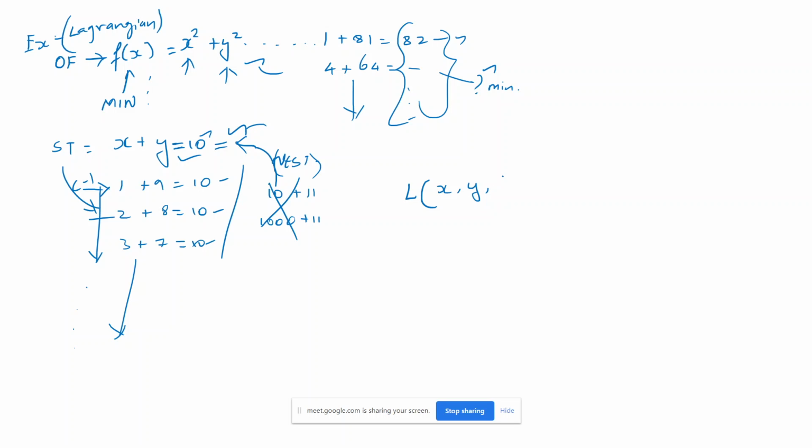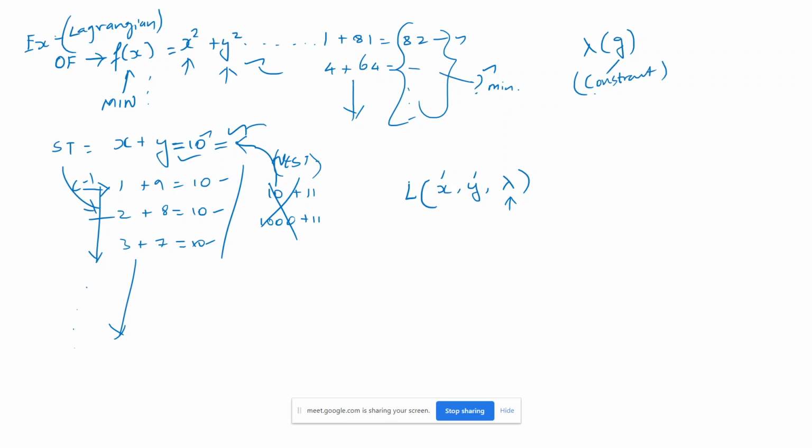x comma y comma lambda, a new thing he has given, lambda. This lambda is a function of g, and g is nothing but the constraint. So x is a function of the objective function, y is a function of the objective function, and this lambda is a function of the constraint.